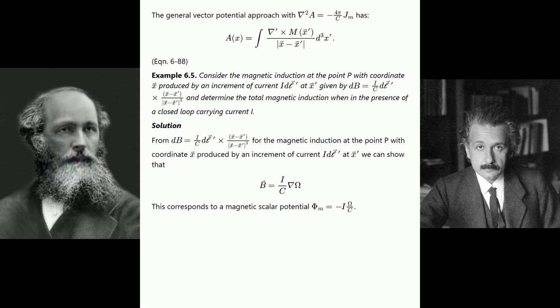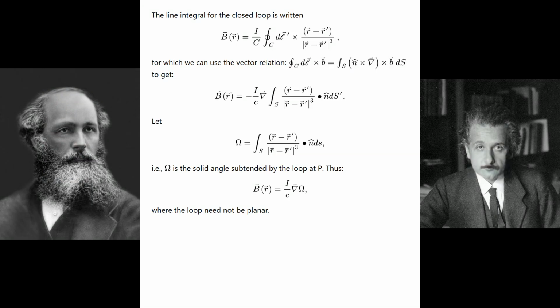Solution: from the expression for dB, we can show the equation shown. This corresponds to a magnetic scalar potential phi sub m equals negative I omega over c. The line integral for the closed loop is written as shown, for which we can use the vector relation: the contour integral over C of dl vector times B vector equals the integral over S of n cross gradient cross B vector dS, to get the equation shown. Let us define the equation shown, i.e., omega is the solid angle subtended by the loop at P. Thus, the equation shown, where the loop need not be planar.